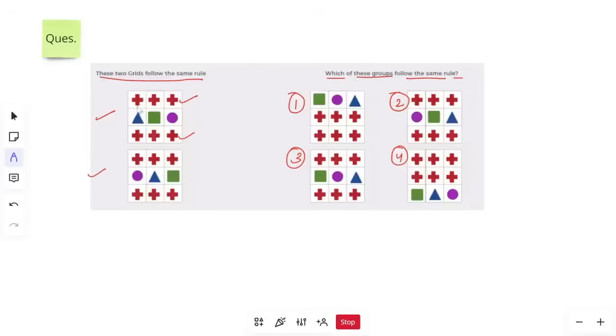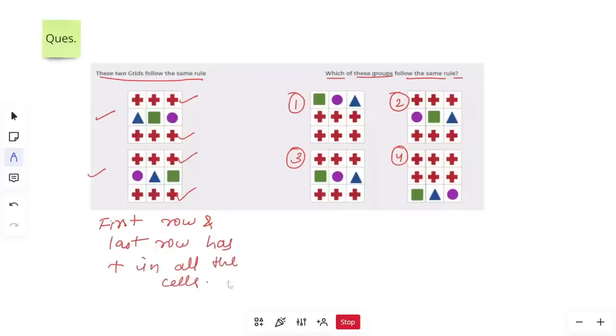See now, in the first row and the last row, we have plus here. Here also, in the first row and the last row, we have plus. So the logic is that the first row and last row have plus in all the cells. Based on this rule, we have to find the answer.